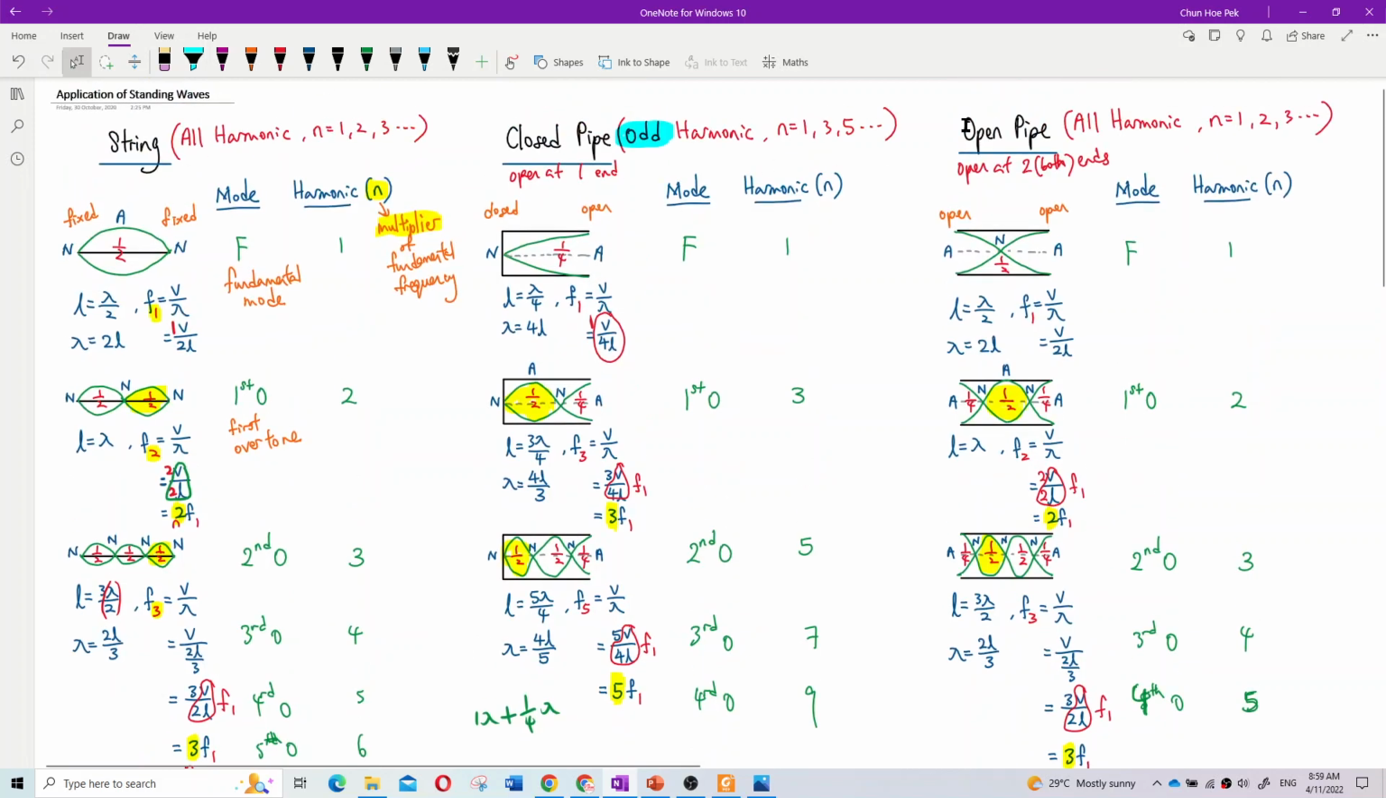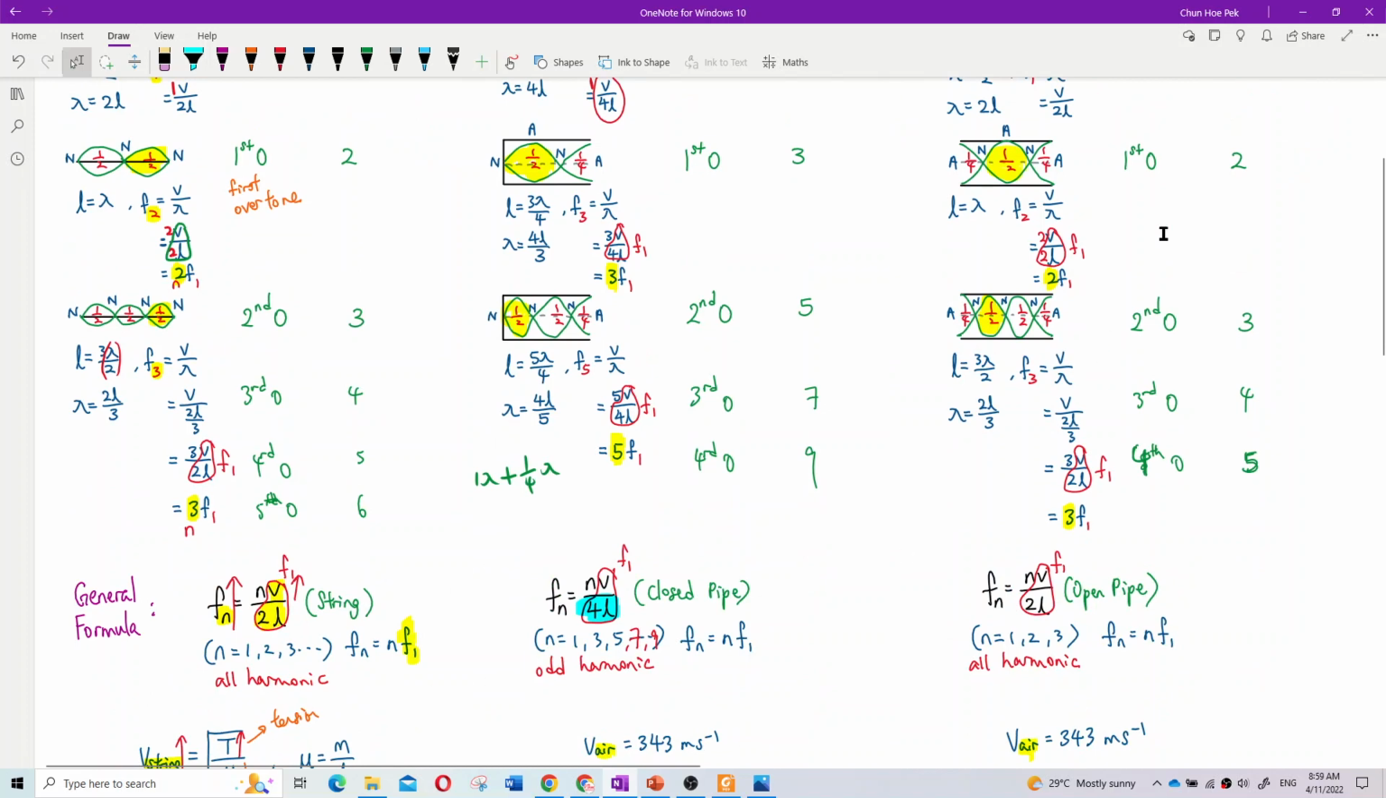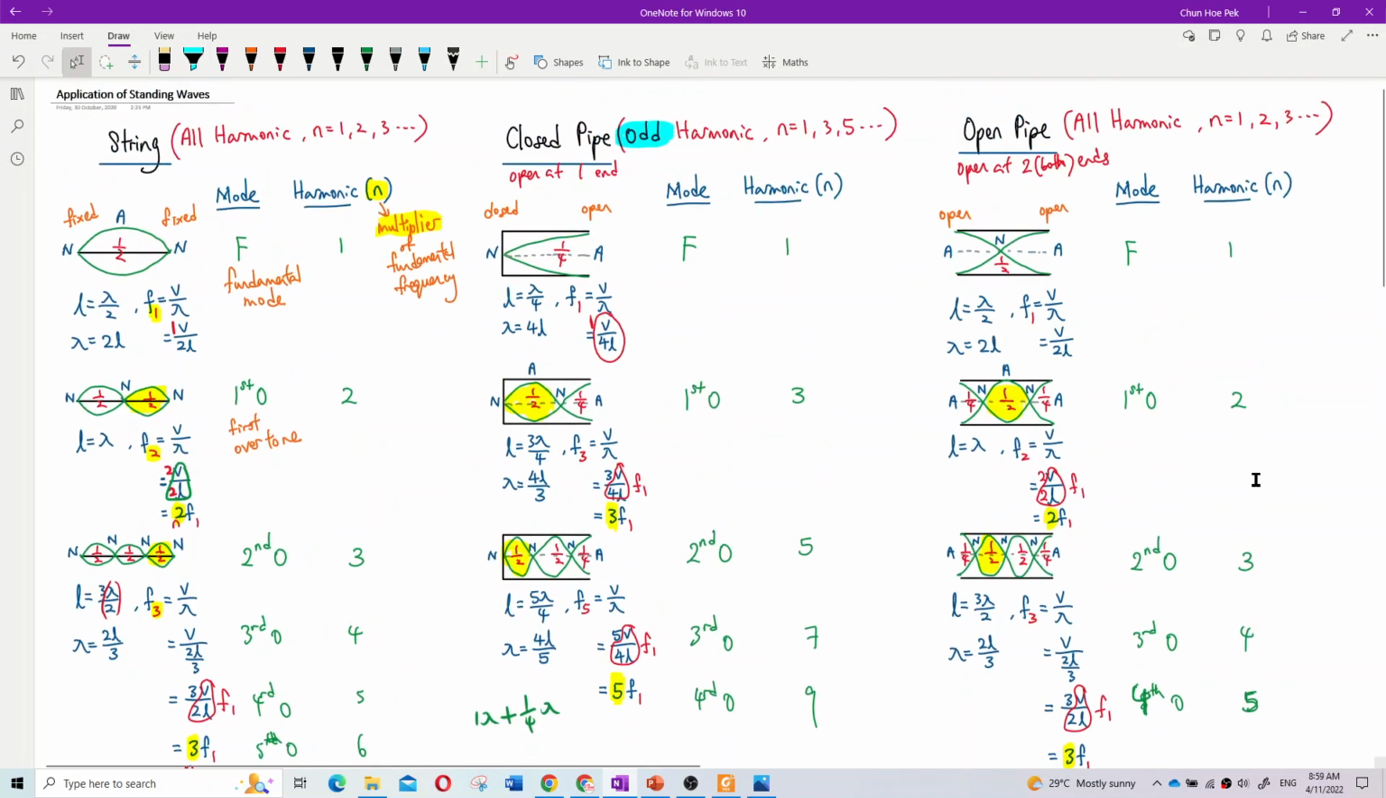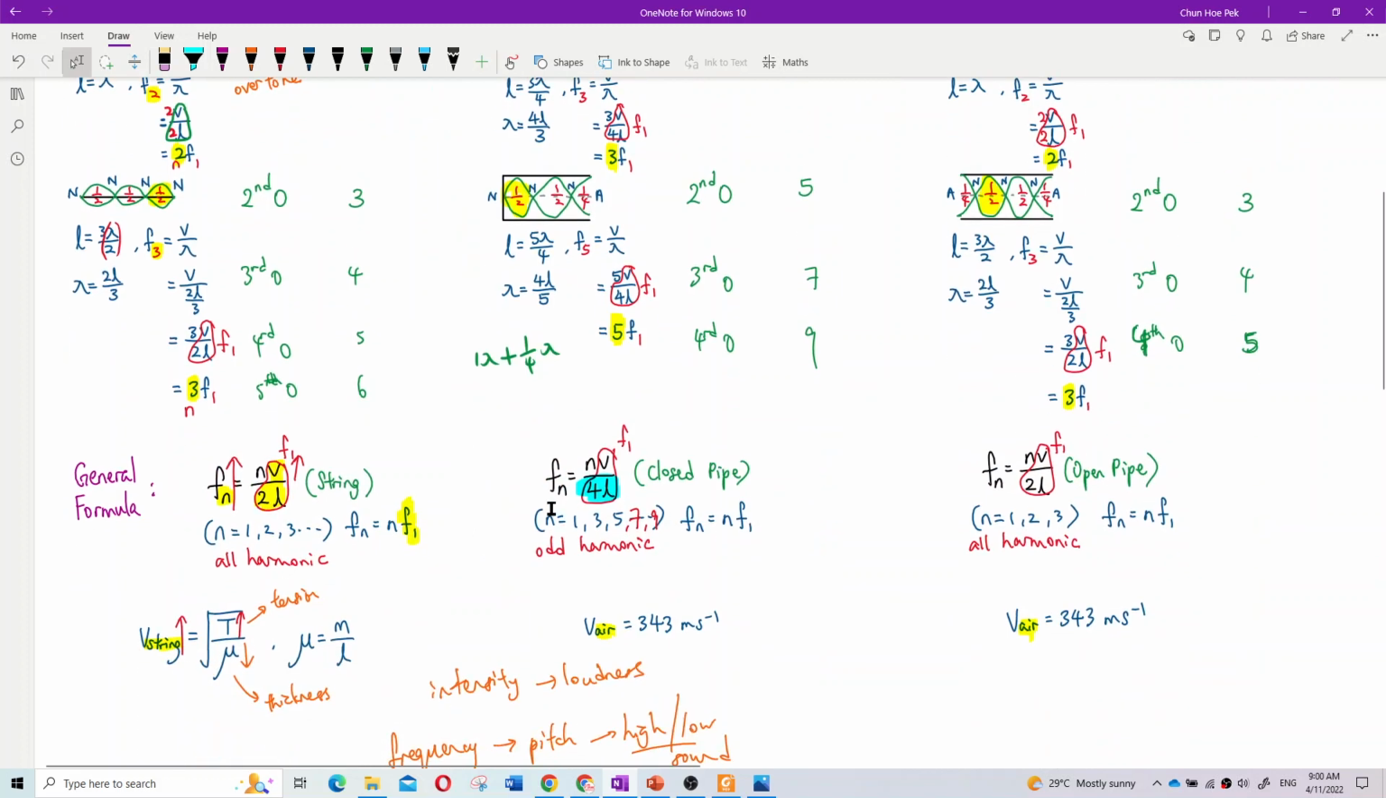But for string and open pipe, we consider them as a normal person. Normal person means they have all the numbers: 1, 2, 3, 4, 5, 6, 7, and very good. This one also 1, 2, 3, 4, 5, 6. They have all the harmonics. Only the closed pipe has odd harmonics, only the odd number multipliers of the fundamental frequency. So it's like that.